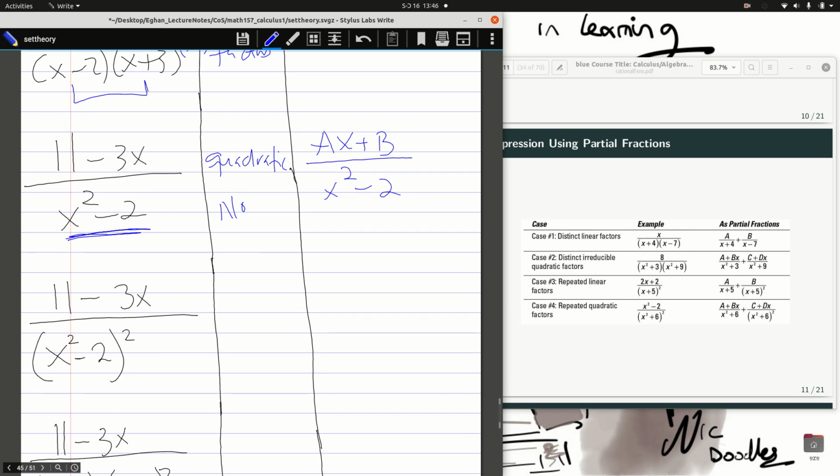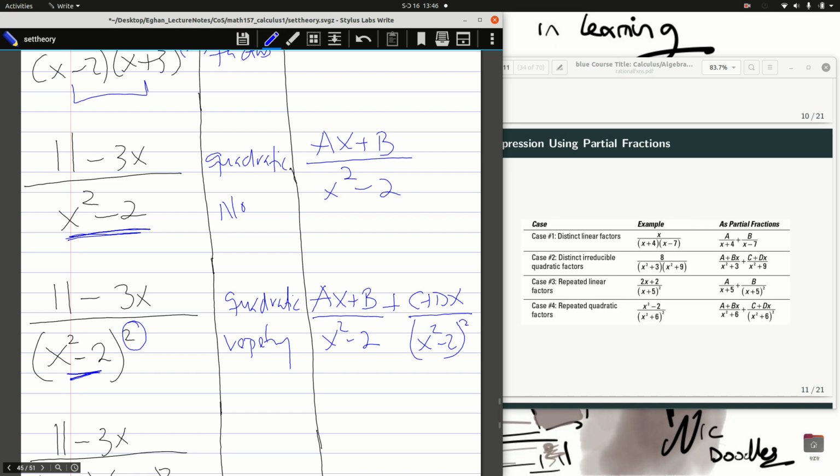Okay, the next example, the degree is 2, so it means it is quadratic. And there's a square here, it means it's repeating. So how do I write the partial form? The first is ax plus b over s squared minus 2. How many times is it repeating? 2 times. So plus c plus dx over s squared minus 2 all squared. This is how the repetitions are done.